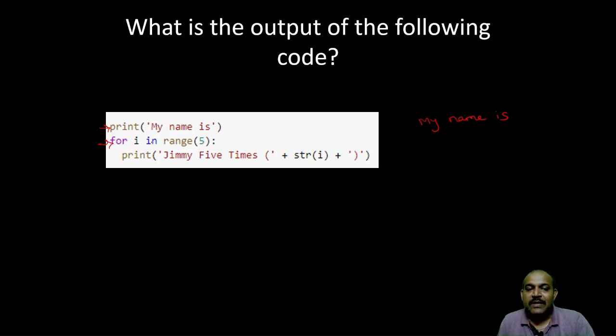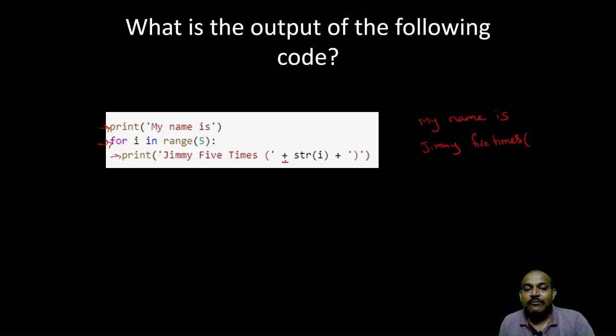It is 0. 0 in range of 5, yes, 0 will be within the 5, therefore it will enter into the for loop. Now what is it printing? Jimmy 5 times, and it is in the quotes, correct? Therefore it will be printed as it is. So Jimmy 5 times, after this, along with the braces, because again this is also in the quotes. So this complete string is printed.